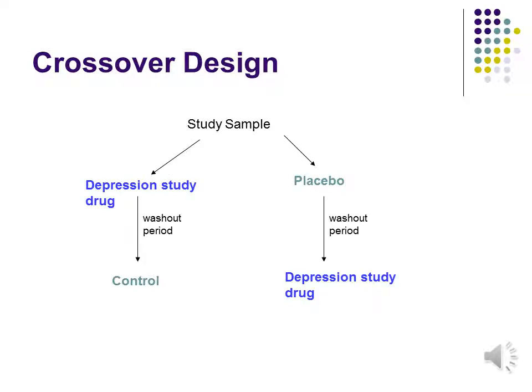Here's another illustration, this time using a depression drug or placebo. You could randomize them to get the drug or placebo, see what effect it has, stop the medication, have a washout period, and then have them in the other group. Again, you can get by with very few subjects with a study like this because the power is so high, because the variability between groups is so low, related to the fact that it's the same people getting both the experimental intervention and the control intervention, or lack of intervention.